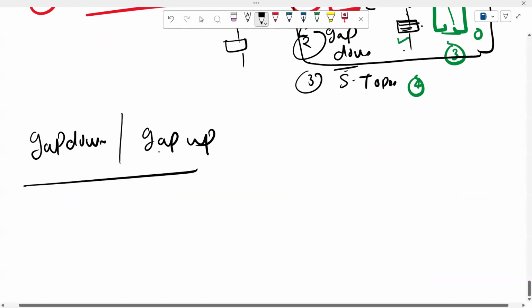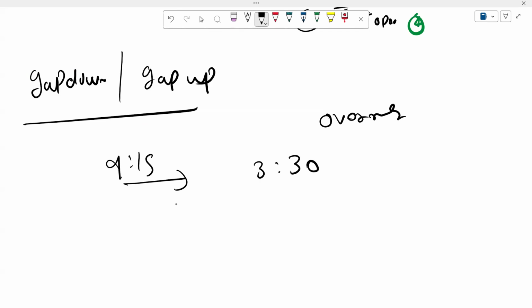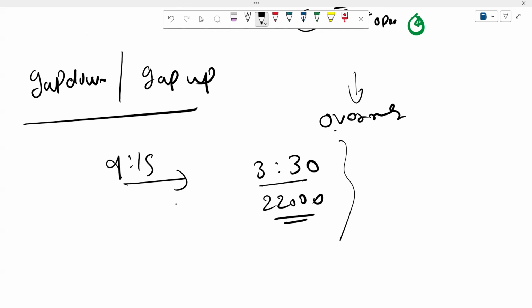So see, gaps generally form in the market when there is overnight news. Why are gaps formed in the market? The market starts at 9:15 and closes at 3:30, and let's say it closes at 22,000. Now the next day there is some overnight news. Some company announces financial results after the market closes, or there is some news from the USA, something happens in the USA market.